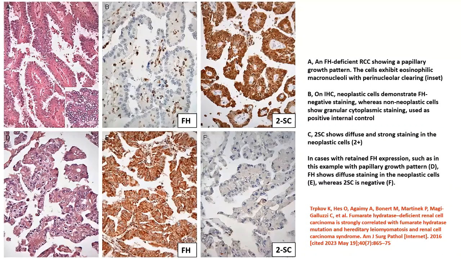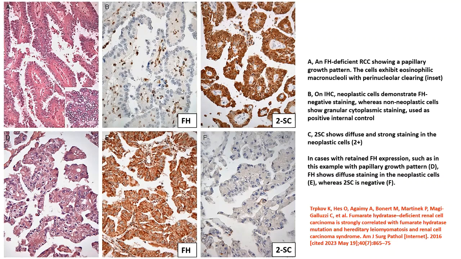In this image, on the top from A to C, you have a case of fumarate hydratase deficient RCC, while below you have a conventional papillary RCC. As you see, both have got a papillary configuration. So without immunohistochemistry, you would call both as papillary RCC. However, in the first set of slides from A to C, you see that there is a loss of expression of fumarate hydratase. See that the control is actually the endothelial cells which are present within the course of this papillae. So there is a loss of fumarate hydratase expression and there is a gain of 2SC expression.